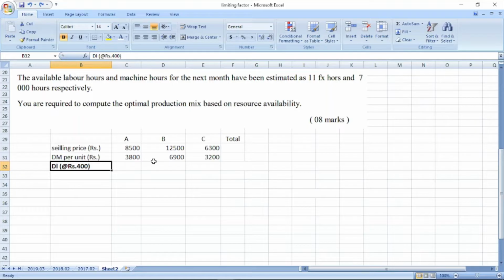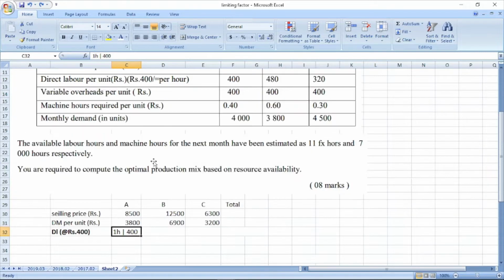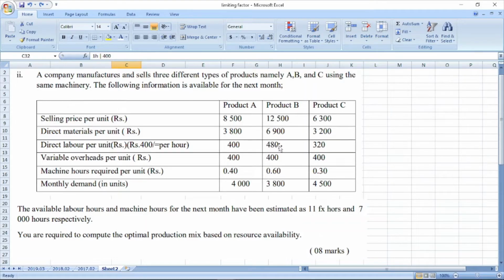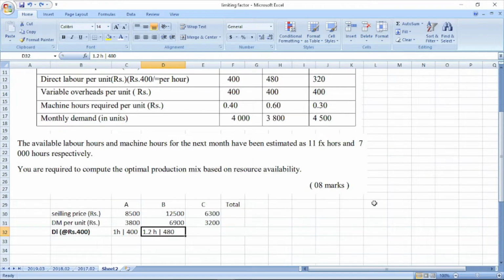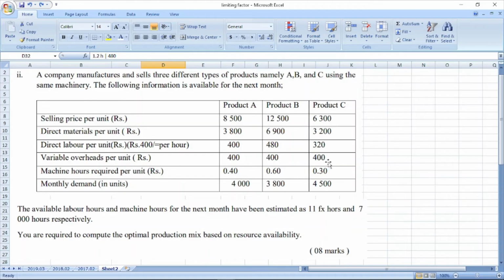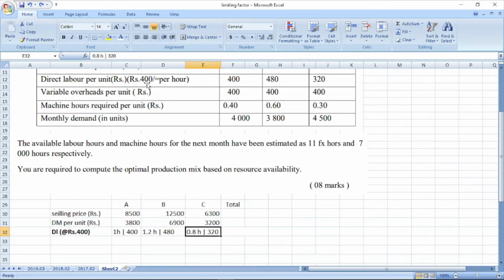For product A, our direct labor cost is 400, so we need direct labor of 1 hour. How do we get the 1 hour? 400 divided by 400, it is 1 hour. And for product B, our direct labor cost for one product is 480 rupees. So how do we get the hours? 480 divided by 400, it is 1.2 hours. And for product C, direct labor 320 divided by 400, it is 0.8 hours.